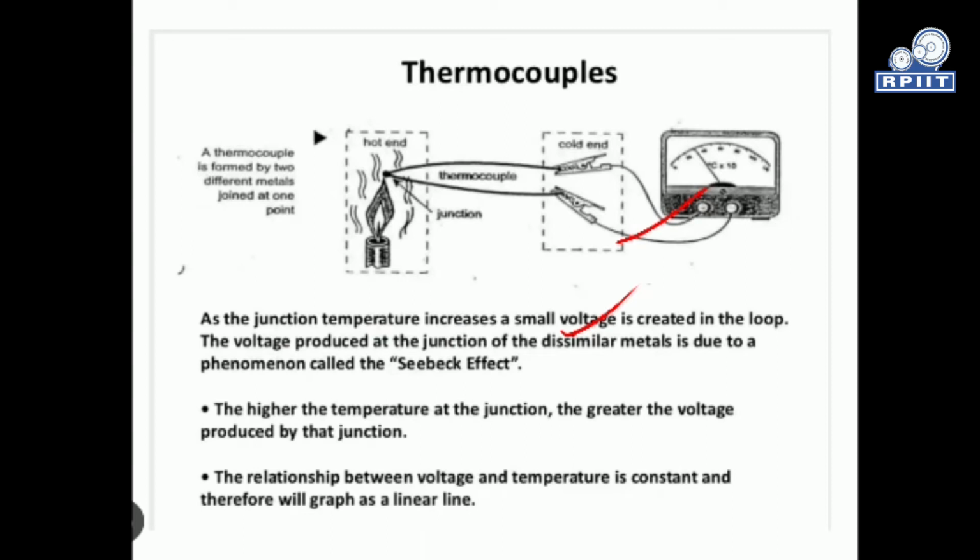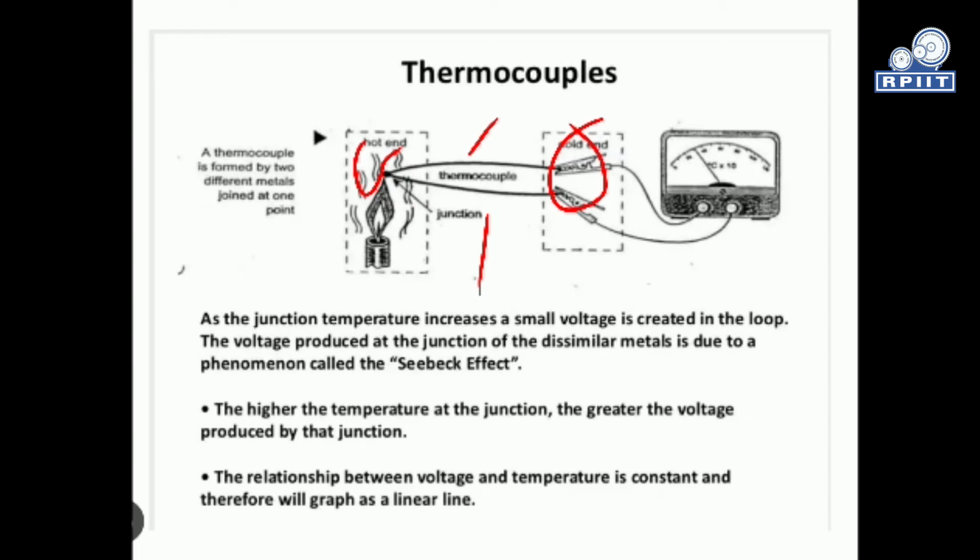A thermocouple is basically formed by a junction of two different or dissimilar metals joined at a single point. As the junction temperature increases, a small voltage is created in the loop. We can see the two dissimilar metals here, and they form two junctions: one is the hotter junction and another is the cold junction. The voltage produced at the junction of dissimilar metals is due to the phenomenon called the Seebeck effect.